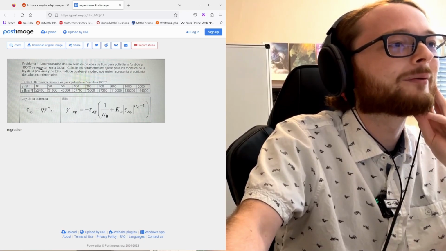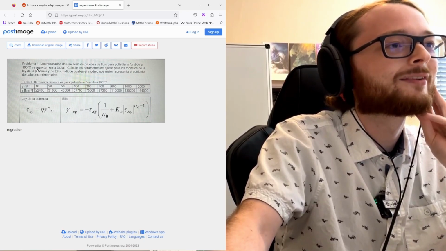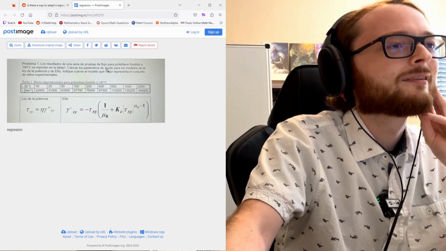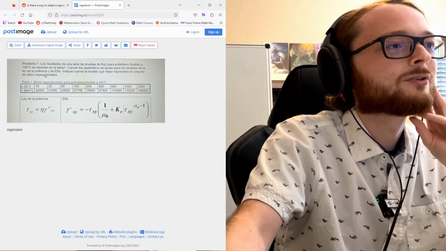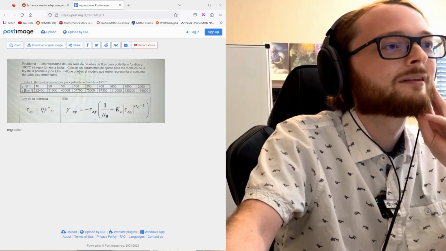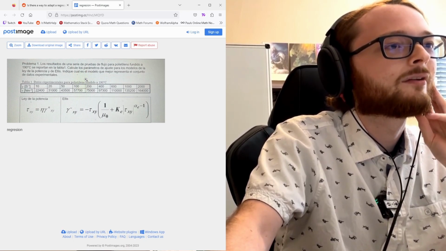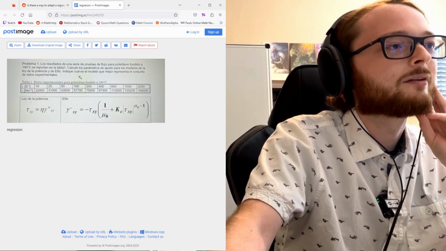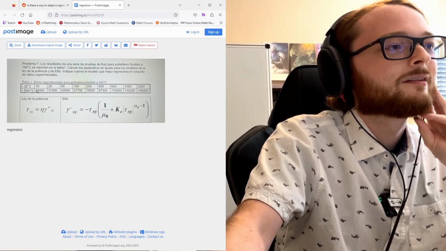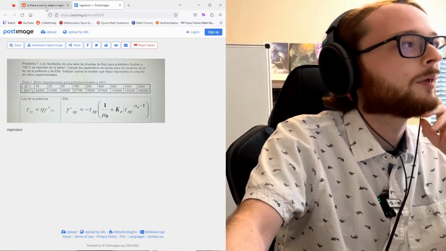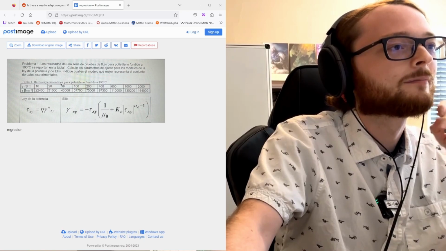I'll report it in the table at 190 Celsius. Calculate the parameters for the models of the law of the potential and of Ellis. Indicate which is the model that better represents the experiment data. Okay, so basically they have two different models and they have to indicate which is better. That'd be a much simpler way to boil this down, and this is their raw data.